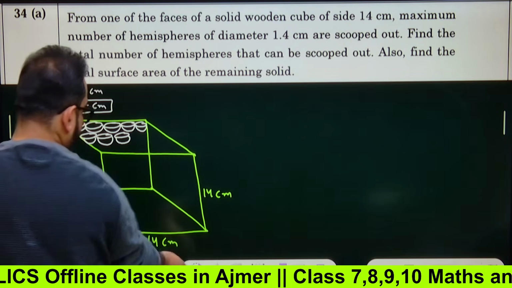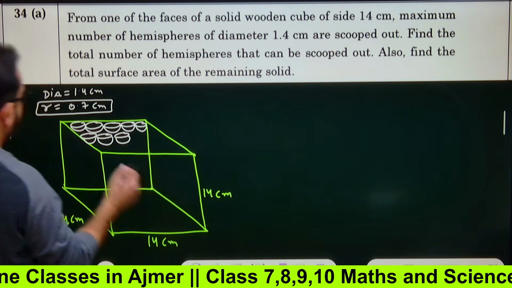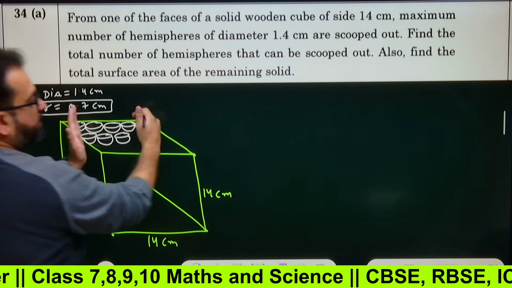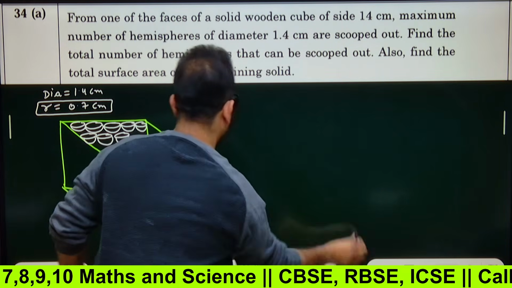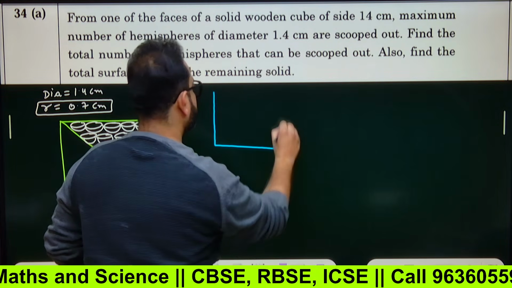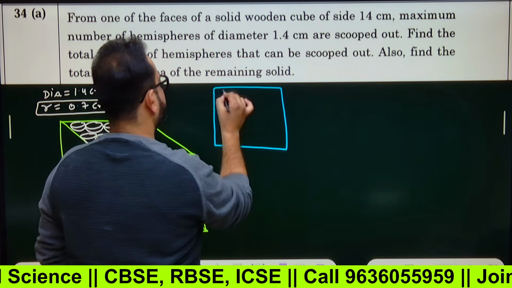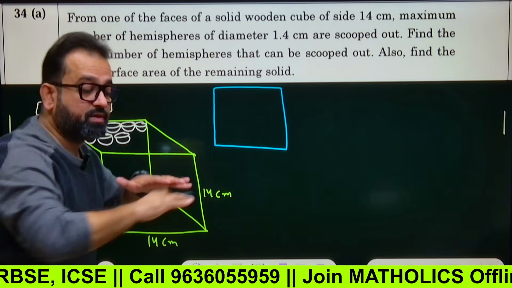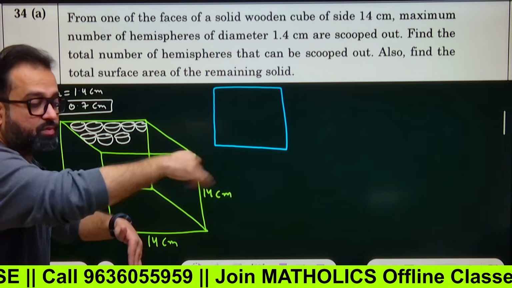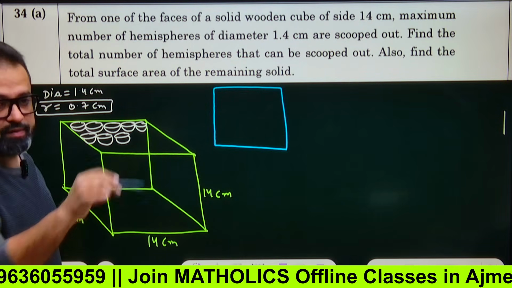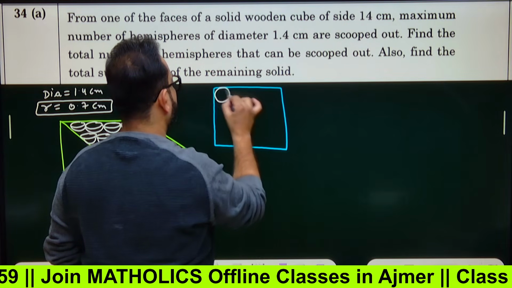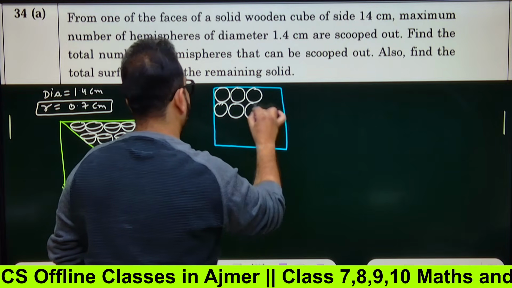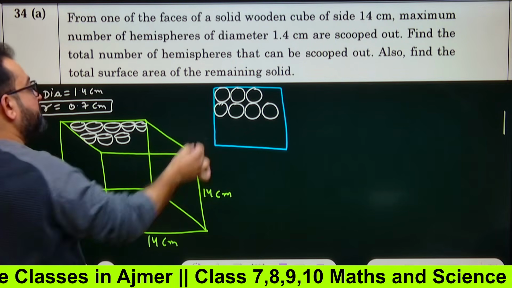You just focus on this point, that this is a circle. So from this, I'm taking this surface as a square. The face of the cube is nothing but a square. If you take the top view of this cube, you will see a square, and out of the square, small hemispheres are cut. That means circles have been cut out. These circles, 1, 2, 3, like this, 2, 3, 4, like this.